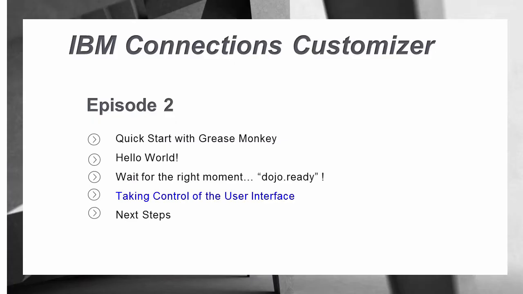But there is another thing we want to change. We want to change the look and feel of our UI. So we want to take control of the user interface. And the best way to do this is to provide a custom CSS. The IBM Connections Customizer will allow you to do this, but for development purposes you want to start fast and want to change the CSS on the fly and take control of whether everything happens as you want it to. So also for this, GreaseMonkey offers you a straightforward solution.